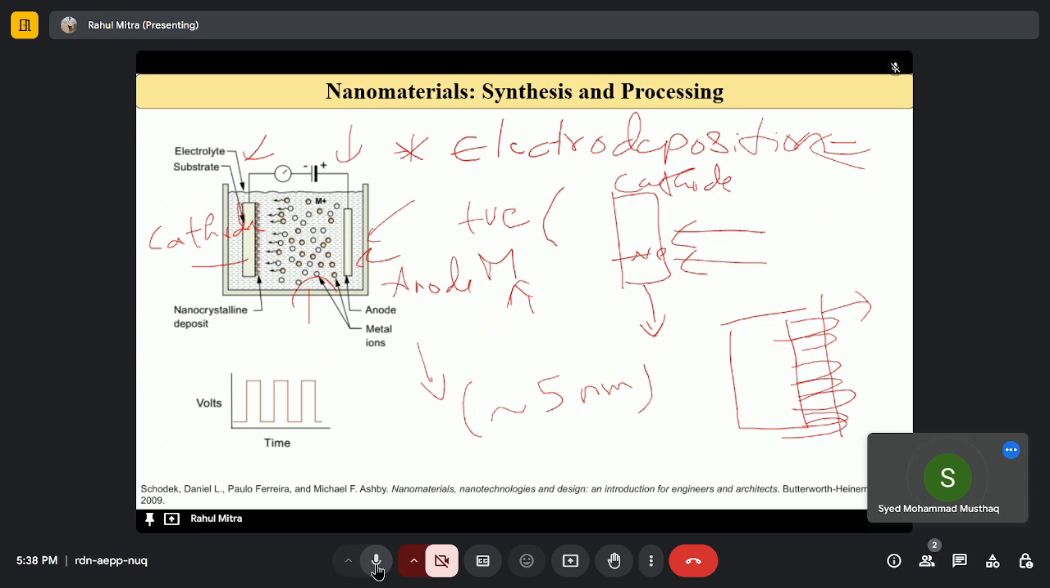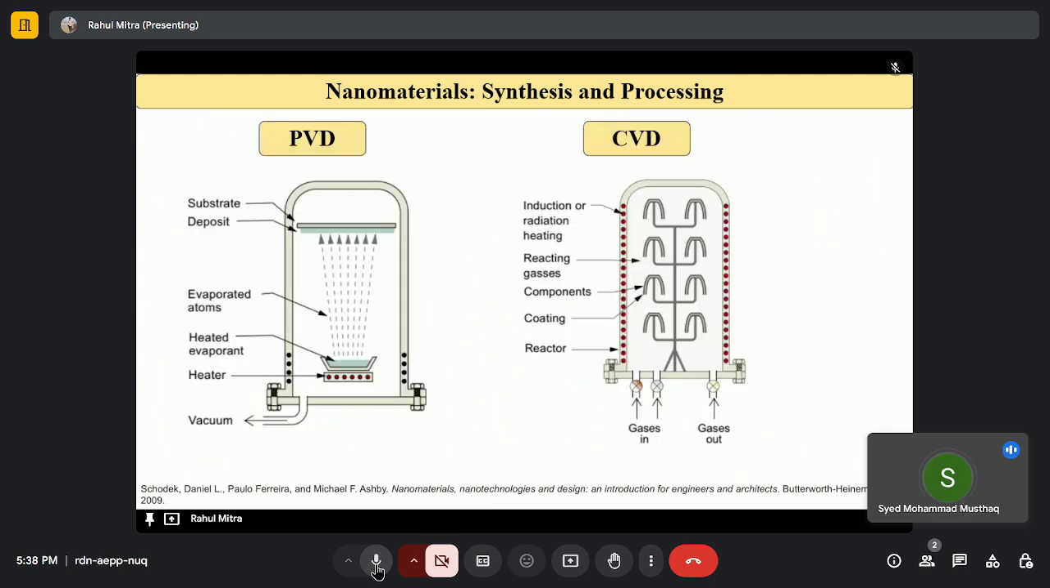Now, let's move on. And again, this is a bottom-up approach. Why? Because again, we are starting from a solution. We have ions that get deposited, and they form a thin film, or we can say a nanomaterial, from ions to nanomaterials. So it is a bottom-up approach. Next, let's move on to the other process, which is physical vapor deposition and chemical vapor deposition.